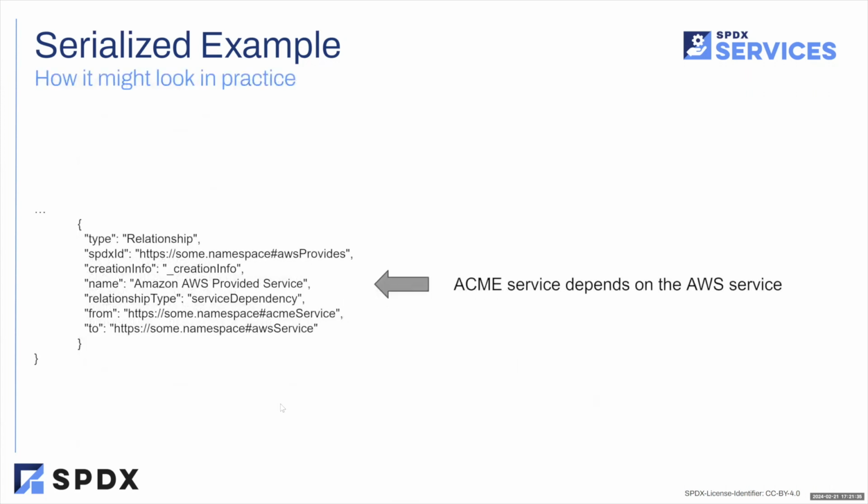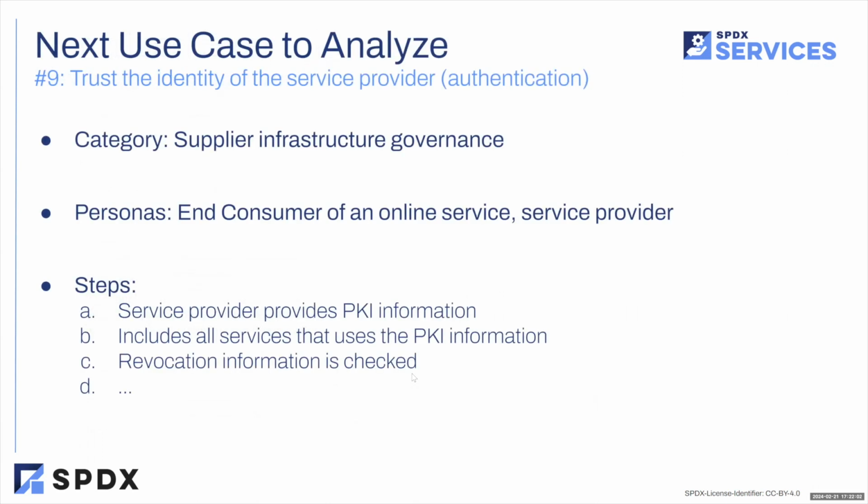And then the last thing we do is add the relationship that basically says that the Acme service has a service dependency on AWS, and that's it. It does fit on a page. It doesn't quite fit on a slide. I tried to squeeze it on a slide, but I thought that might be a little too hard to read. But it really can be done quite simply in terms of how to satisfy that use case.